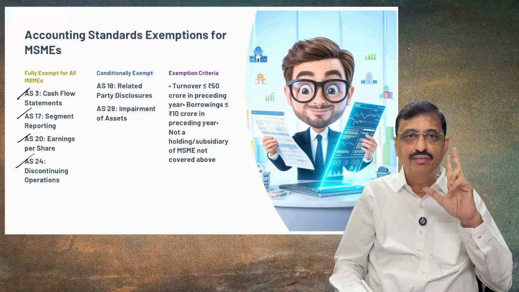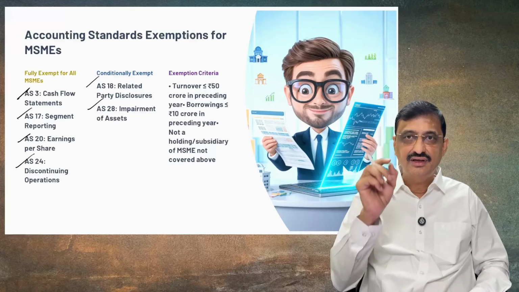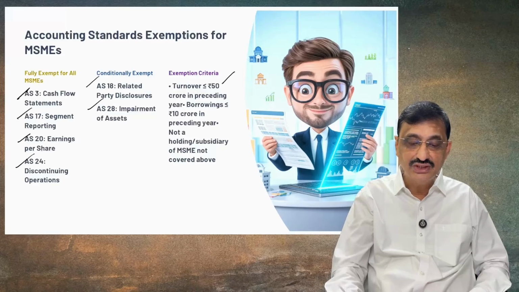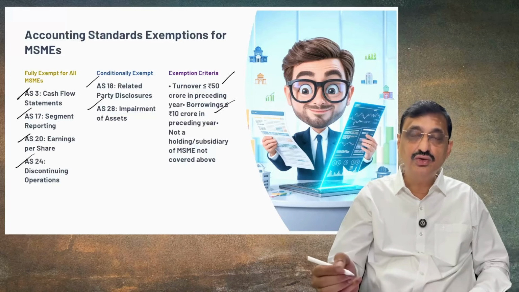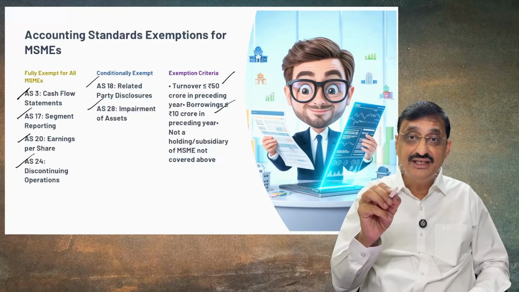That's point number one. Point number two, two more standards, AS 18 and AS 28. If the MSME's turnover does not exceed 50 crores in the preceding year, borrowings do not exceed 10 crores in the preceding year, and such MSME is not a holding or subsidiary of any other MSME not covered above, meaning your turnover should be less than 50 crores, your borrowing should be less than 10 crores, and you should not be holding or subsidiary of any other MSME other than this type of MSMEs. If these three conditions are satisfied, then you have an exemption for AS 18 as well as AS 28, impairment of assets and related party disclosures.